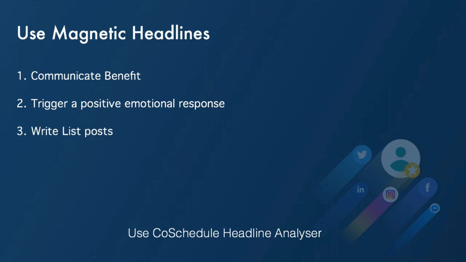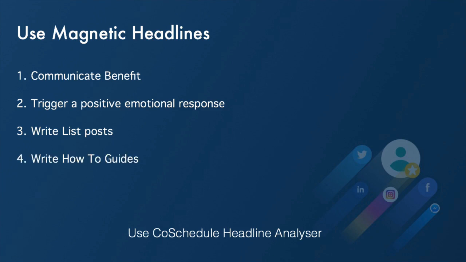The number 3 is to write list posts. List posts, although they have been overused and abused by many publishers online for years and decades maybe, still work. People like to consume content fast, and list posts give them the confidence that if they click on that link, they will be able to consume information fast. So list posts always work.